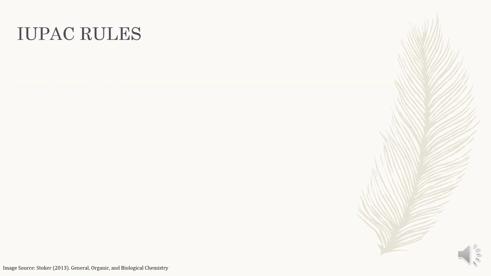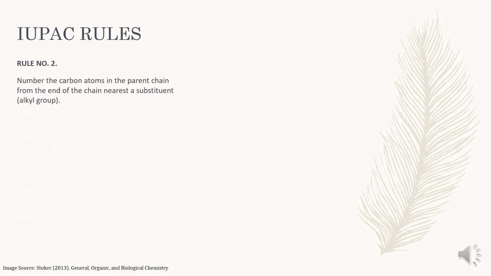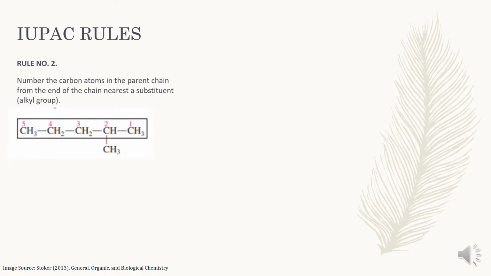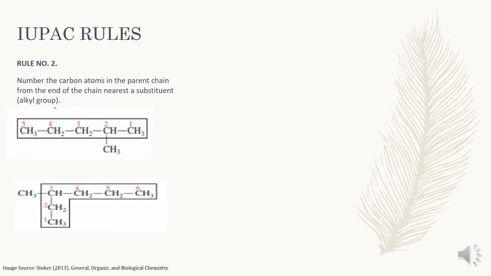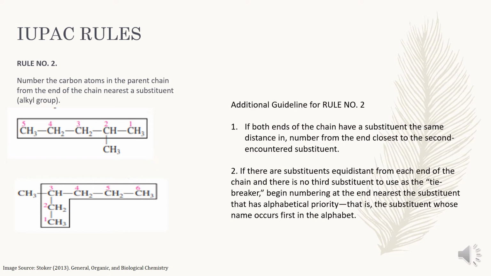Rule number 2 for the IUPAC rules in naming alkanes: number the carbon atoms in the parent chain from the end of the chain nearest a substituent, or alkyl group. For example, in this one the numbering would be from right to left, because the alkyl group is attached to carbon number 2, which is nearest the substituent. For this example, the numbering would be from left to right, so that carbon number 3 would have the substituent, the methyl group.